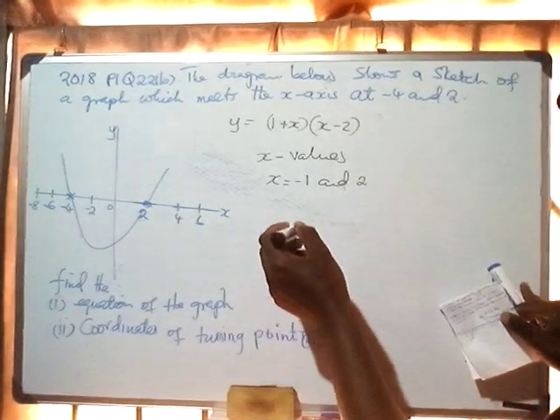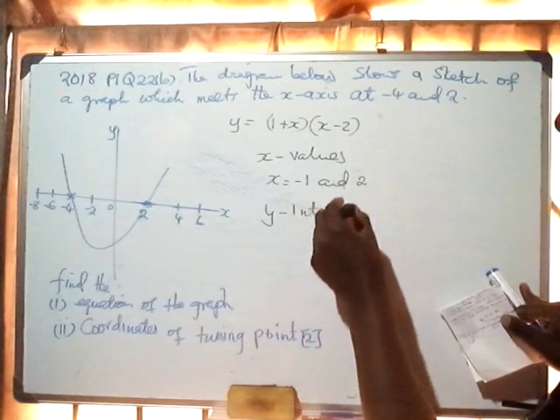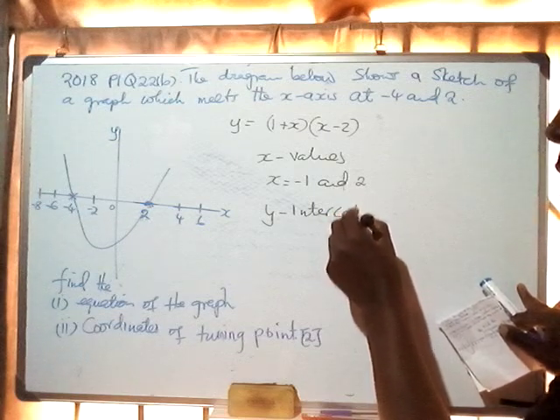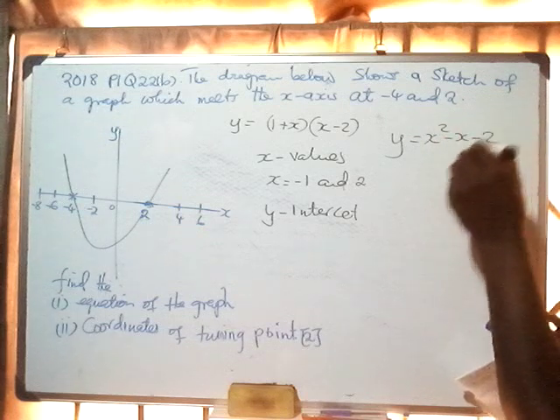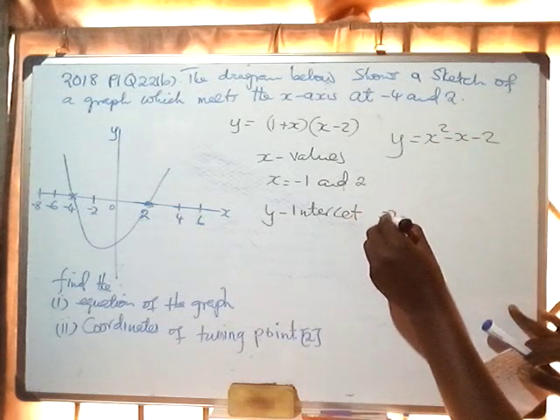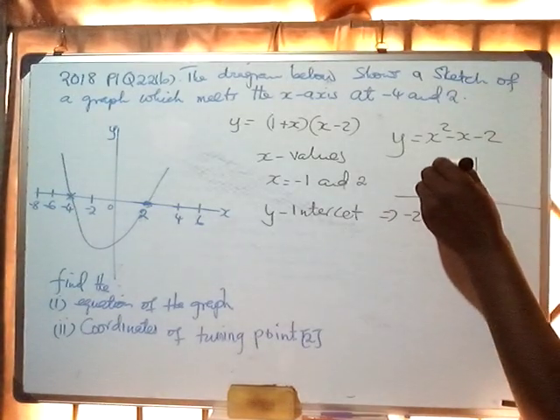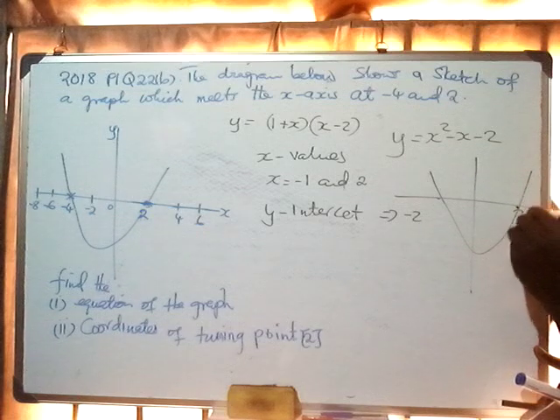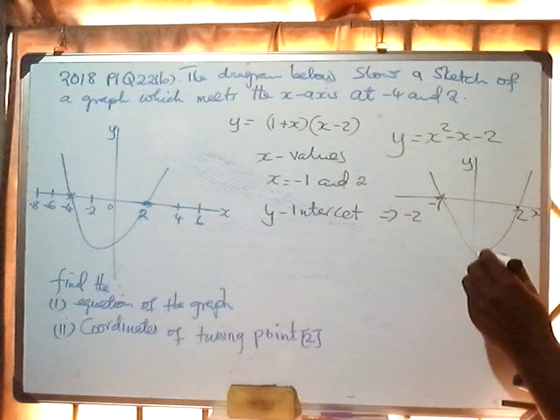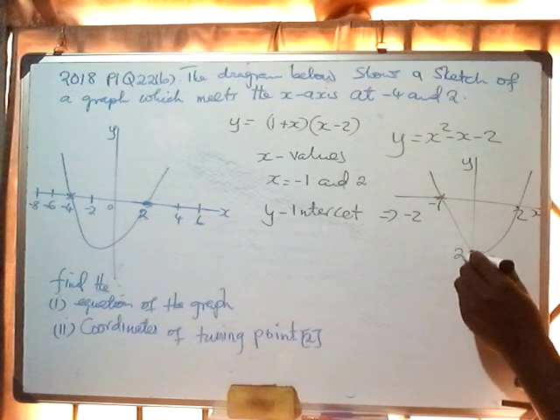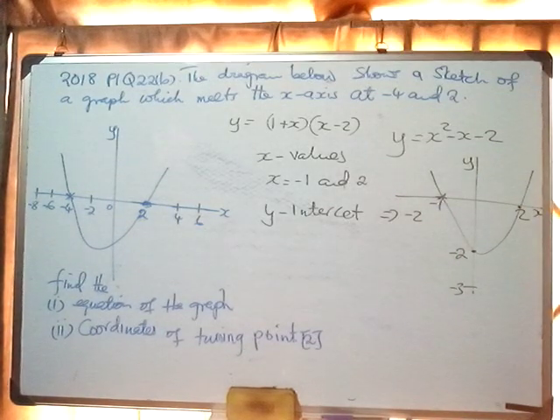Then the next point you should find is the y-intercept. So the y-intercept, remember, after expanding it, we had x squared minus x minus 2. So the y-intercept, the answer is -2. Meaning the graph will be like this. It will pass like this. Here there is positive 2. This is the y-axis. This is -1. Then this is -2 there. Then -3.